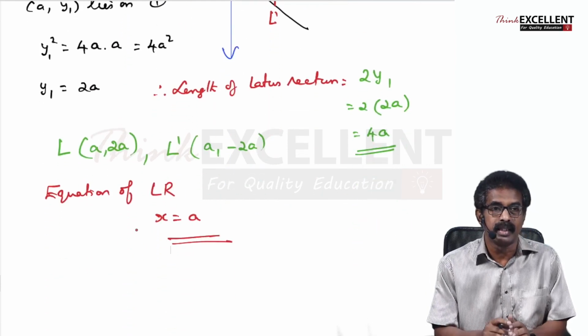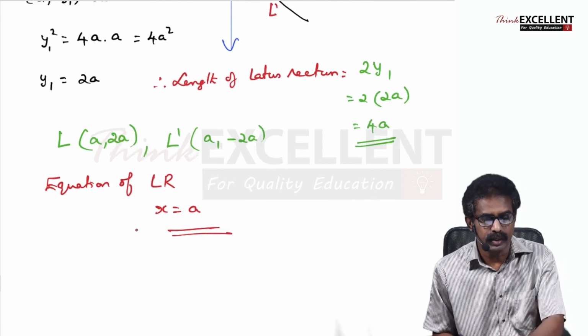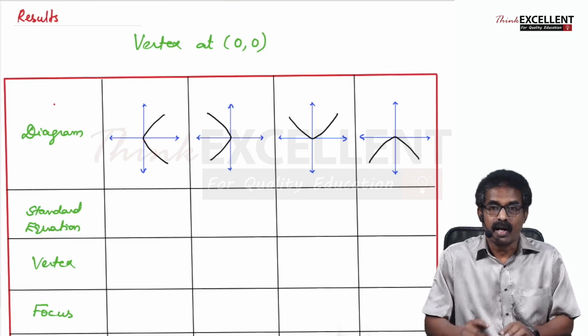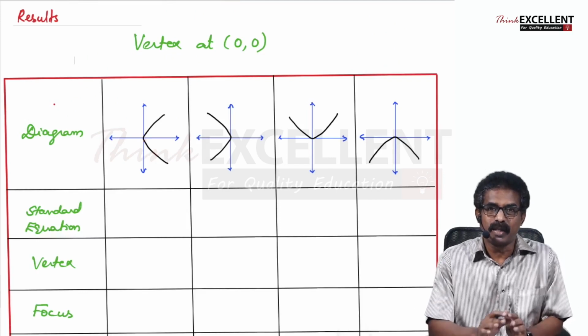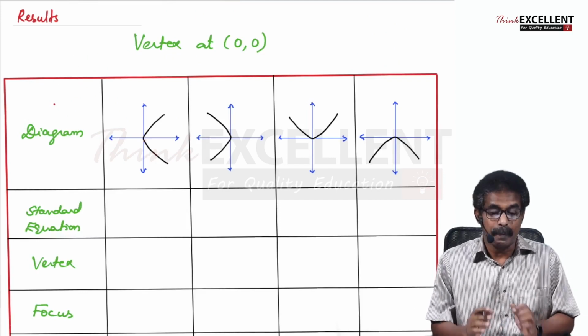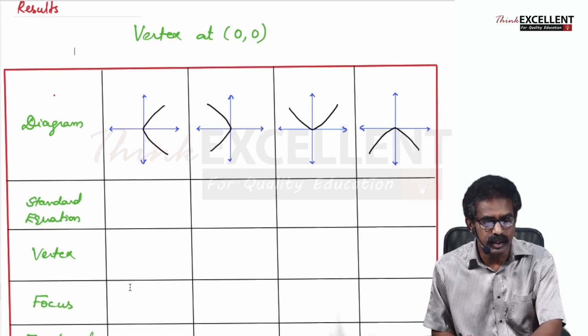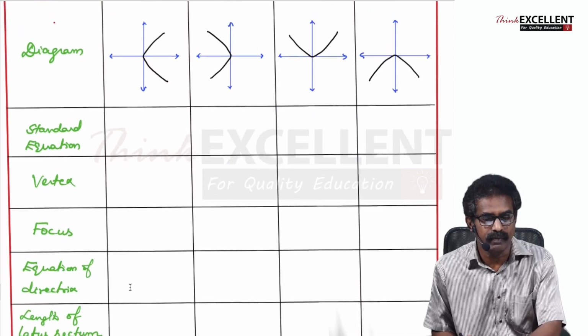The equation of the latus rectum is x equal to a. So these are the results you have to study. Now listen, for all the 4 types, we are going to compile everything from the results we studied, so that sums will be easy for you. First, I am going to teach it by just recalling the results of the first type only.